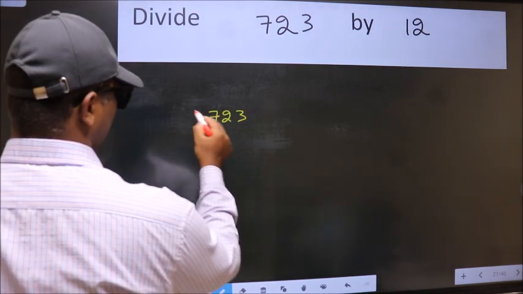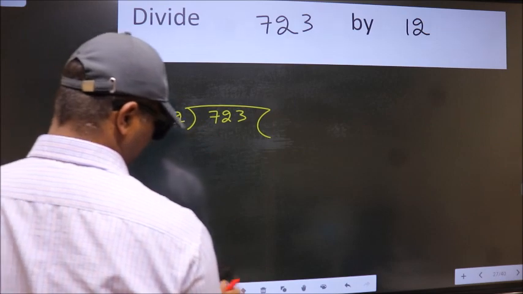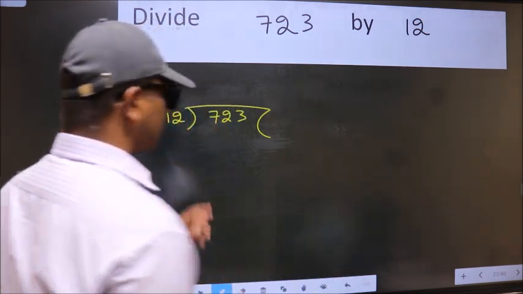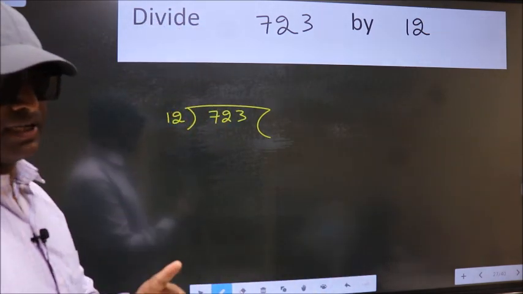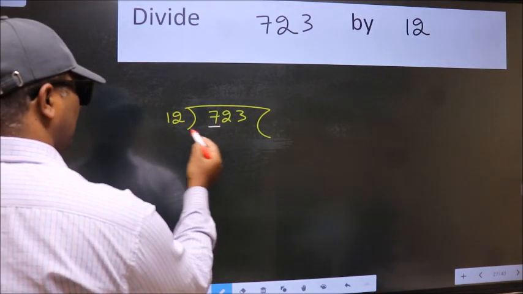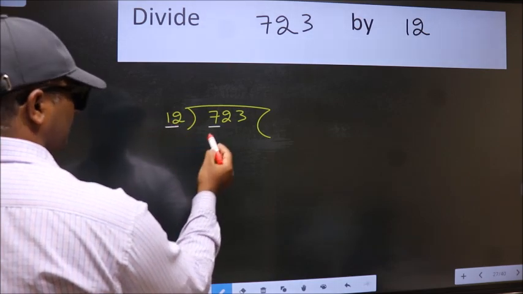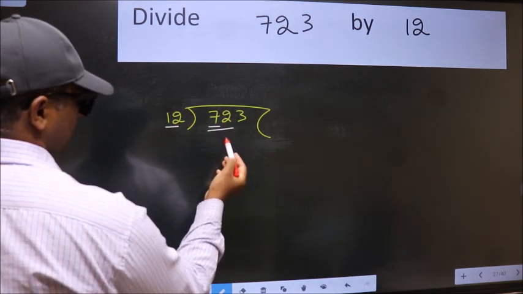723 here, 12 here. This is your step 1. Next. Here we have 7 and here 12. 7 is smaller than 12. So take two numbers, 72.